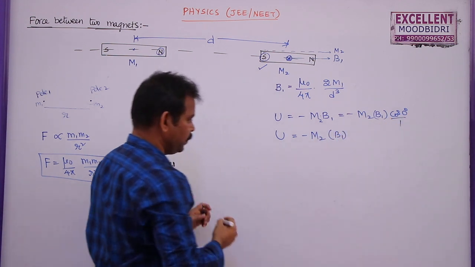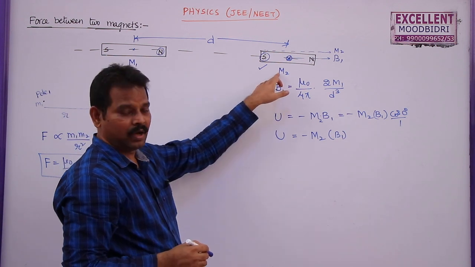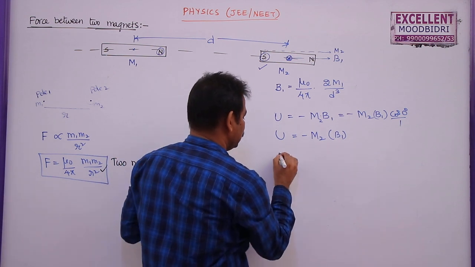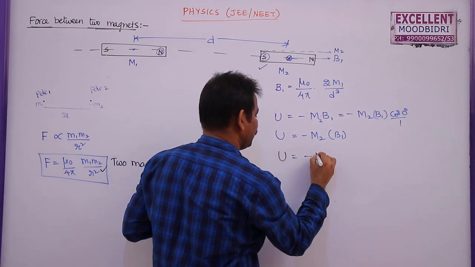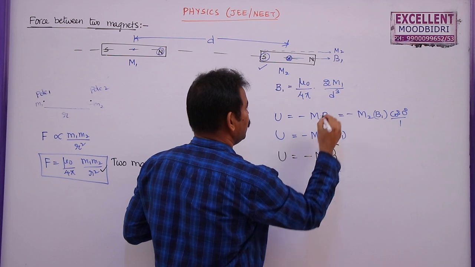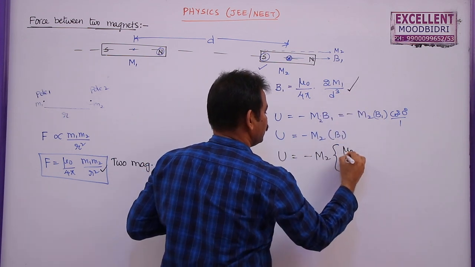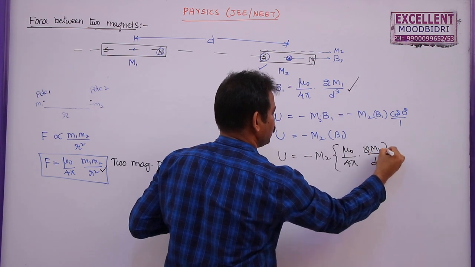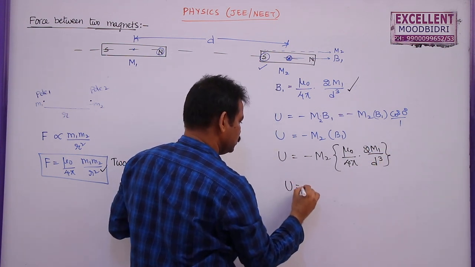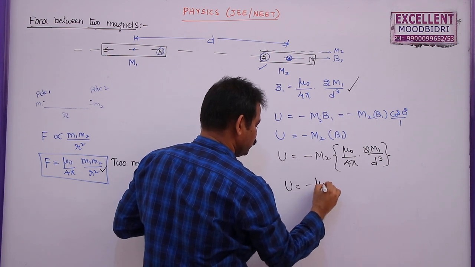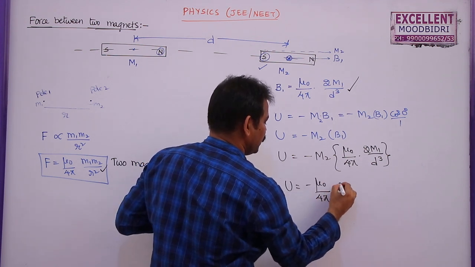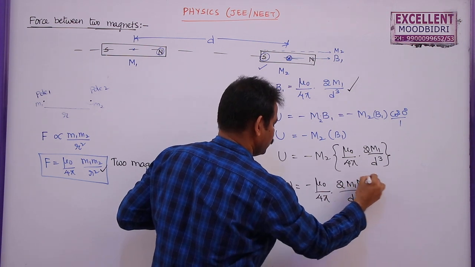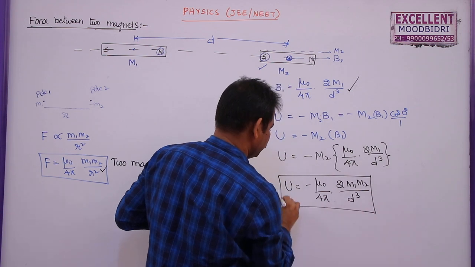m2 is already given. B1 is this much. Now let me substitute these values here. The potential energy is given by minus m2 into B1, which is mu naught by 4 pi, 2 m1 by d cube. So the potential energy is given by minus mu naught by 4 pi, 2 m1 m2 by d cube. So this is the potential energy of this system.